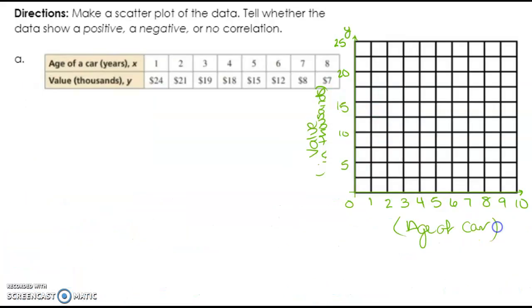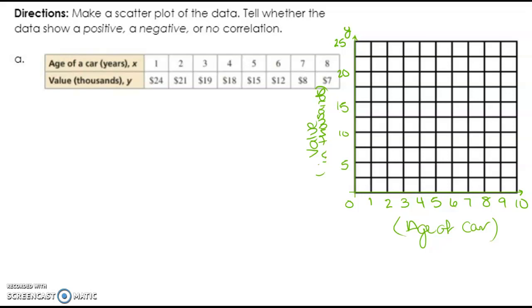Okay. Now let's do a couple examples. We want to first make a scatter plot of the data, and then we want to be able to tell whether the data shows a positive, a negative, or no correlation. Off to the side here, we want to graph the age of cars and the value. The age of cars is along the x-axis, and the value in thousands is along the y-axis.